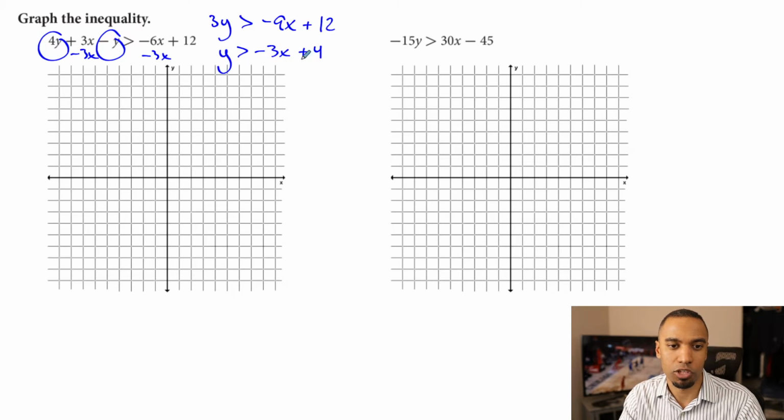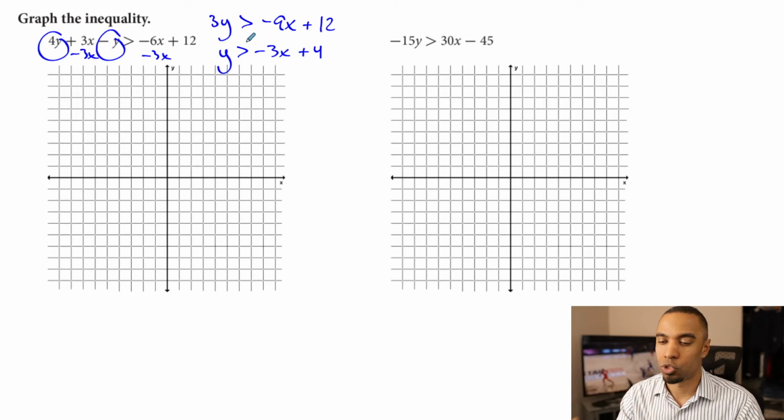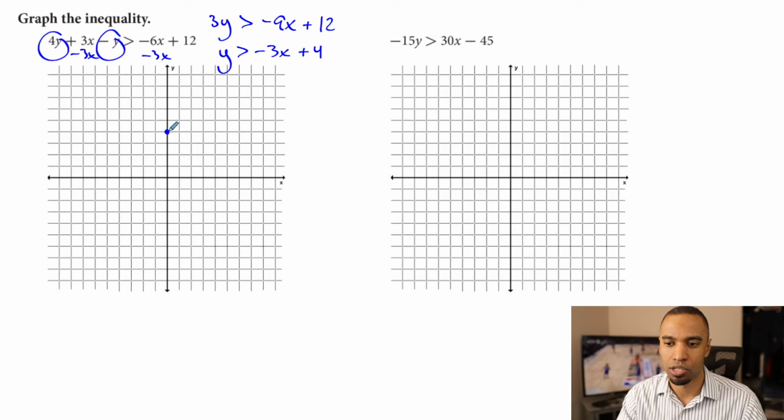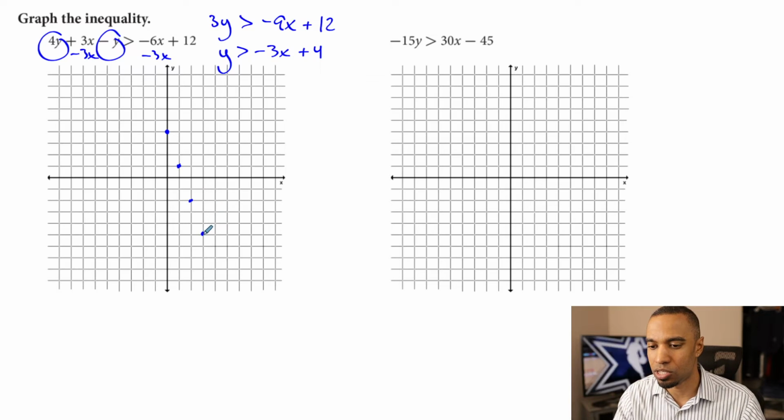What I'm going to do is graph this boundary line as if it were equals, and then I'm going to shade above because it's greater than. Now, there's one thing with this line that's going to be a little different, and it has to do with the fact that it's greater than, not greater than or equal to. But let's start with the idea of the line. Let's start with some points here. 0, 4, down 3 over 1, down 3 over 1, etc.